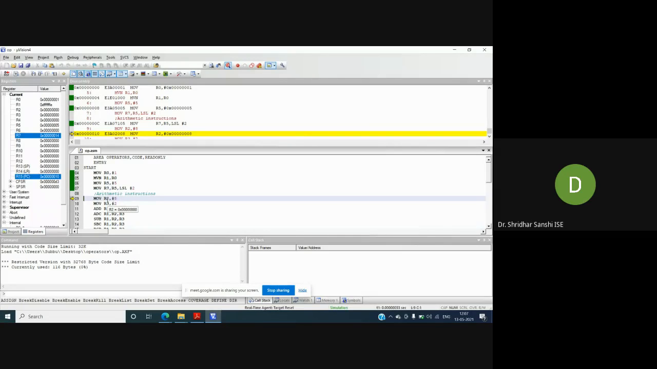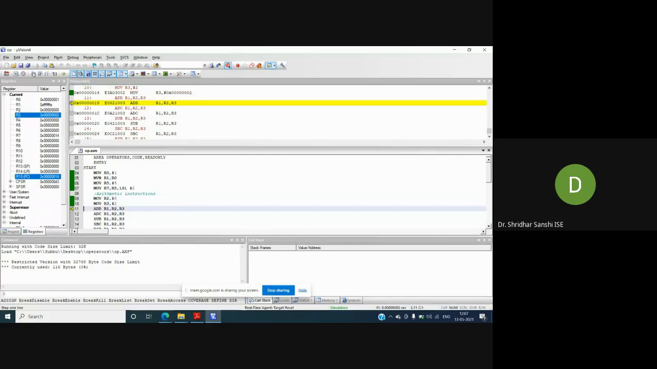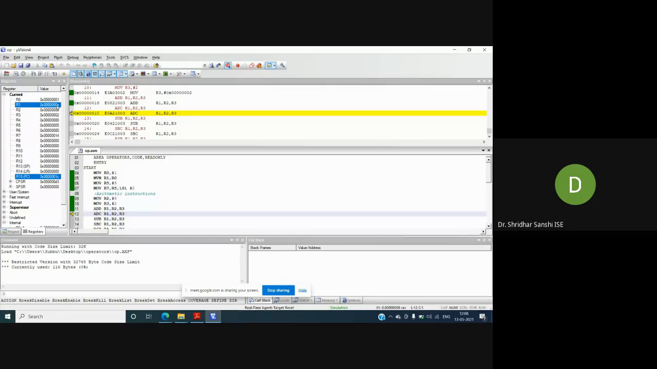I'm moving 8 to register R2 and 2 to register R3. Now if we add, you can see R1. If we add the content of R2 and R3, it should be 10, right? Yes, you can see the content of R1 is updated to 10.